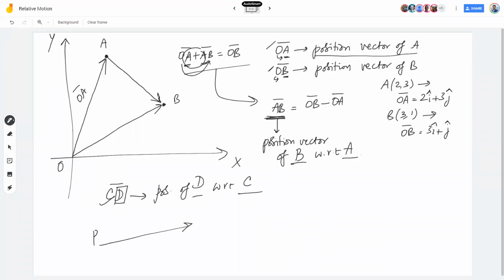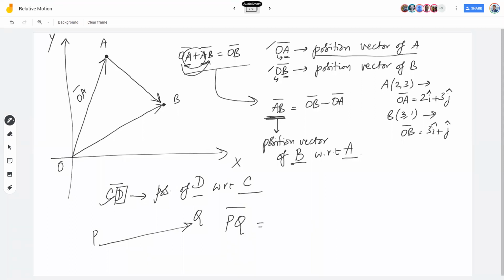If this is P and this is Q, how do you write this vector? What name will you give that vector? The vector pointing from point P towards point Q should be written as PQ bar. PQ bar is this.